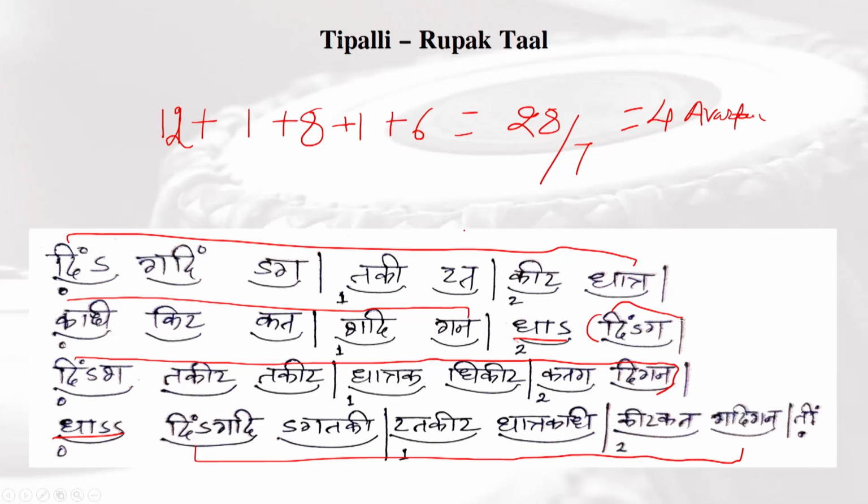Now, how to recite this Tipalli? We will try to recite this Tipalli. Dhinna Dhinna Dinga Dinga Takita Takita Dhataka Dhikita Kata Gadi Gana Dha. Dinga Dinga Takita Takita Dhataka Dhikita Kata Gadi Gana Dha. Dinga Ding Takita Takita Dhataka Dhikita Kata Gadi Gana Thin. So, this is how you can recite this Tihai, Tipalli.